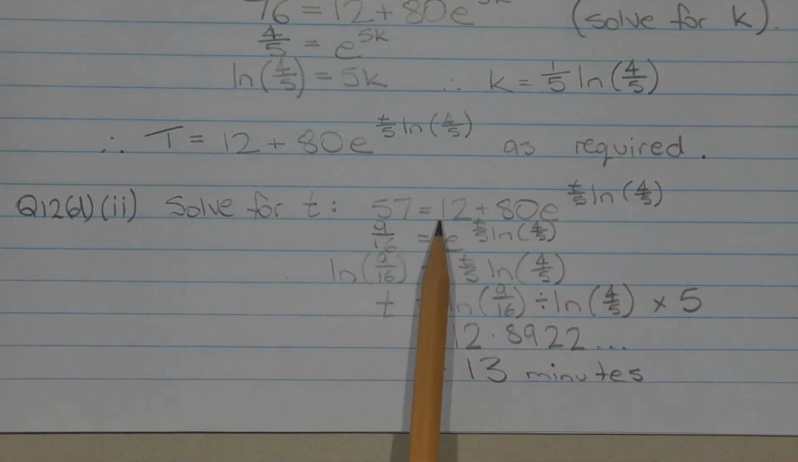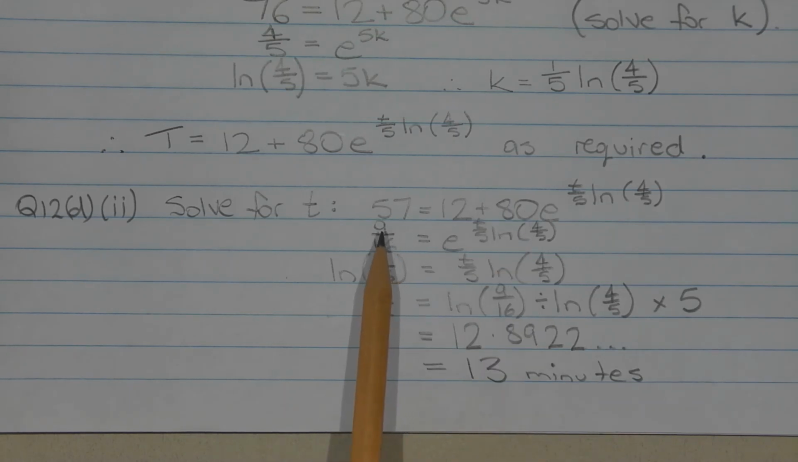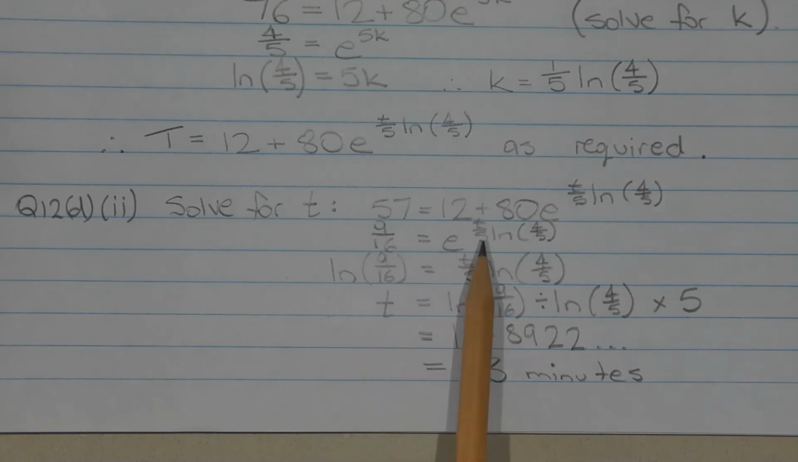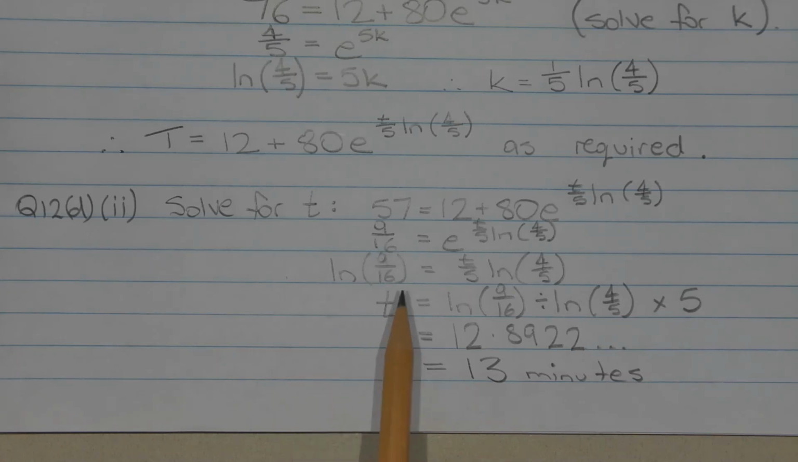Subtracting 12 from both sides and then dividing by 80, the equation becomes 9 over 16 equals e to the power of t over 5 ln of 4 over 5. Taking the natural log of both sides, ln of 9 over 16 is equal to t over 5 ln of 4 over 5. Dividing both sides by ln of 4 over 5 and then multiplying both sides by 5 to make t the subject, we get t is equal to ln of 9 over 16 divided by ln of 4 over 5 times 5, which equals 12.8922 and so on, which rounds to 13 minutes, correct to the nearest minute.